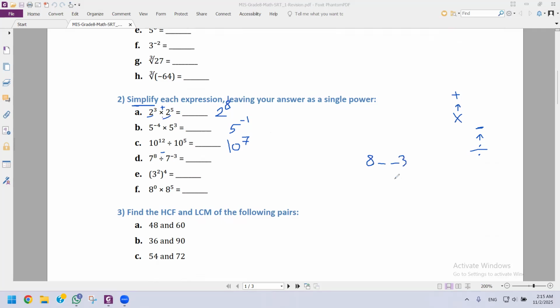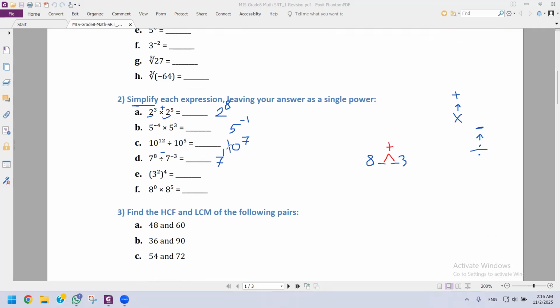Now remember, we talked about this in detail. If I need to do such a calculation, I have a problem. I have two signs next to each other, minus, minus. So what do I do? I combine them. How do I combine them? By multiplying them. What is minus times minus? It's a plus. So now the question becomes 8 plus 3, which is 11.